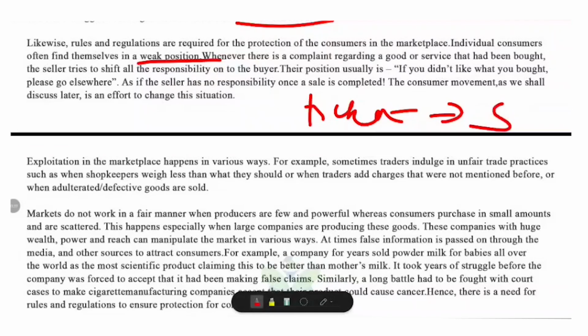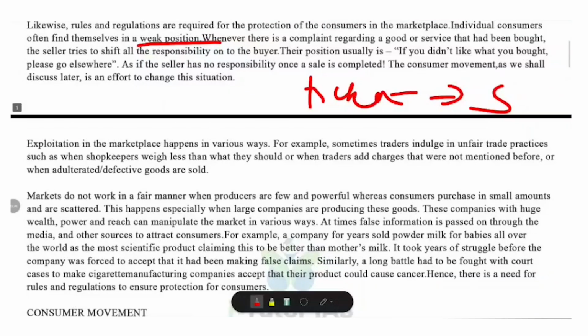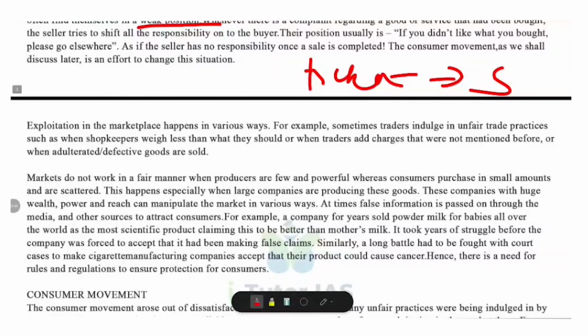And adulteration or defective goods. Adulteration means mixing harmful or cheap materials in the food item. For example, mixing water in milk, stones in rice or soap in ghee. And defective goods means selling damaged or poor quality products as if they are fine. For example, selling expired medicine or a phone that doesn't work properly.